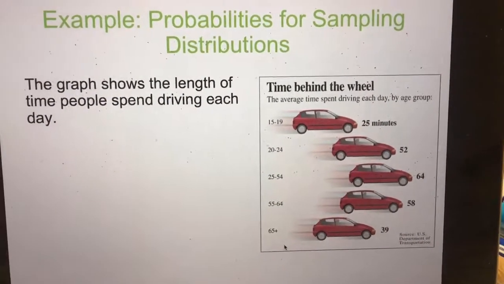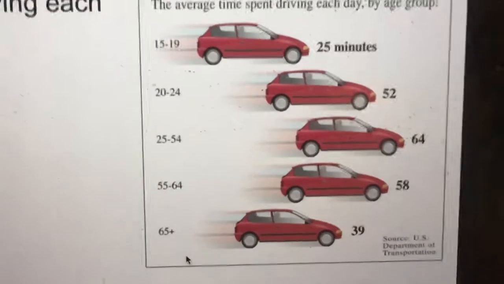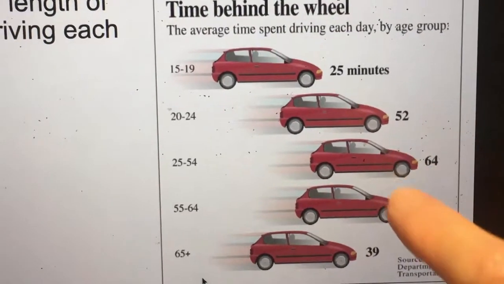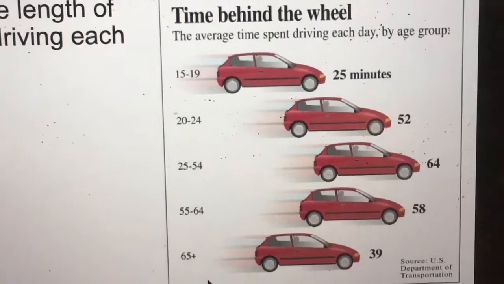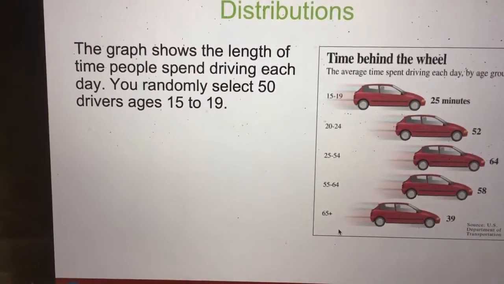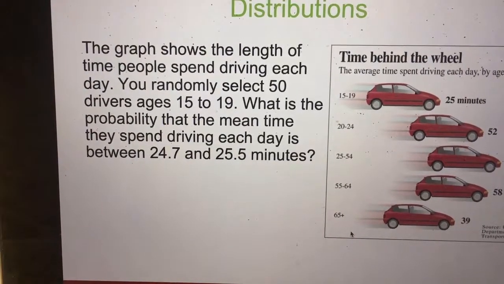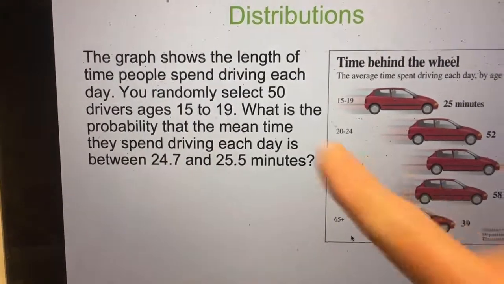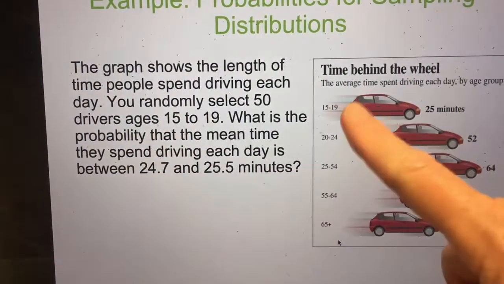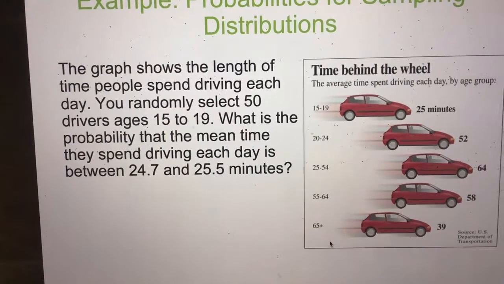All right, so the graph shows the length of time people spend driving each day. Zooming in on that a little bit, if you're 15 to 19 years old, you spend 25 minutes, 20 to 24, 52 minutes, and so forth. So this is the average time spent driving each day by age group. You randomly select 50 drivers age 15 to 19. What is the probability that the mean time they spend driving each day is between 24.7 and 25.5 minutes? Now, you have 50 drivers in this age group, and you're going to compare not individual drivers, but the whole group, and you're taking an average.